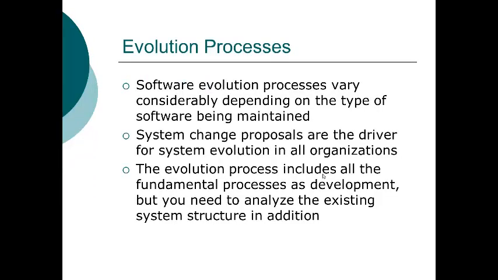So, after you have some of those process metrics, you'll also need to have a process. Software evolution processes vary considerably depending on the type of software being maintained. System change proposals are a driver for system evolution in all organizations, and basically you need a process to deal with change control or change requests. The evolution process includes all the fundamental processes as development, but you need to analyze the existing system structure as an additional consideration. So let's explore some visual representations of these software evolution processes.